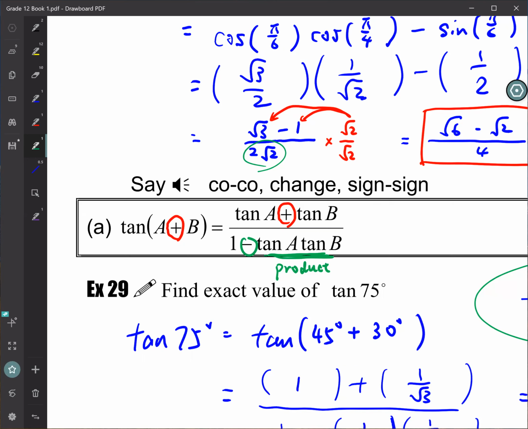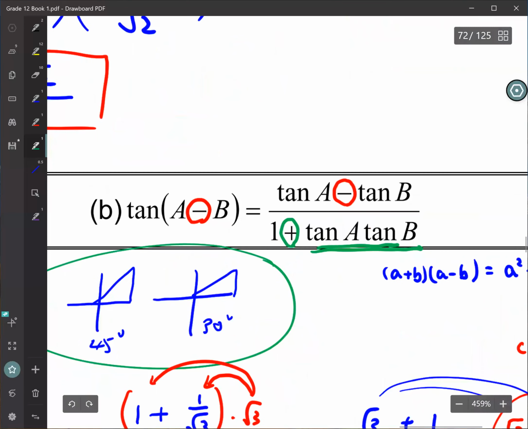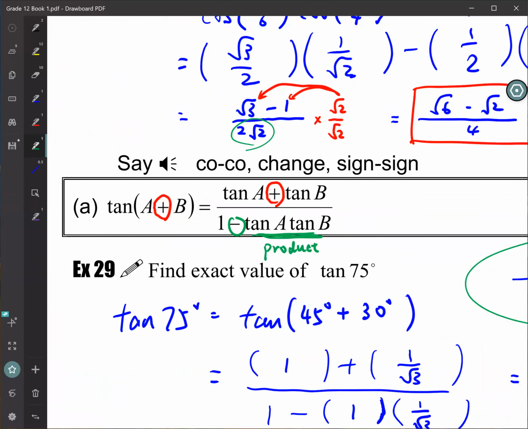Yes. Okay, next one, tangent difference. Difference over 1 plus product. So the top numerator is the difference, and the denominator will be the opposite, right? It will be plus. If you see a sum, then it will be 1 minus at the bottom.